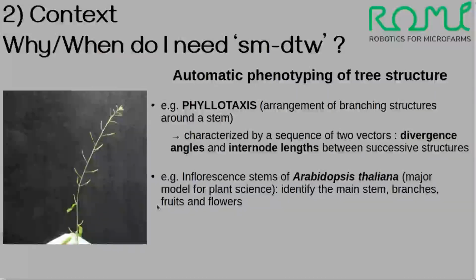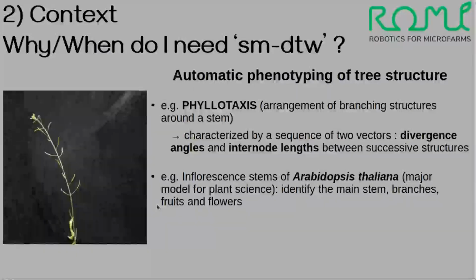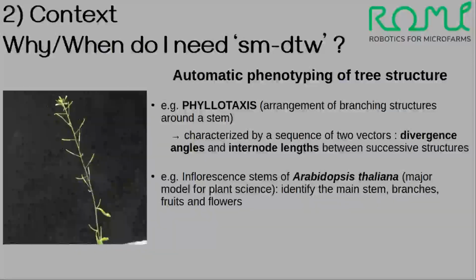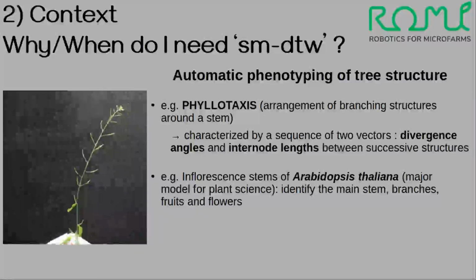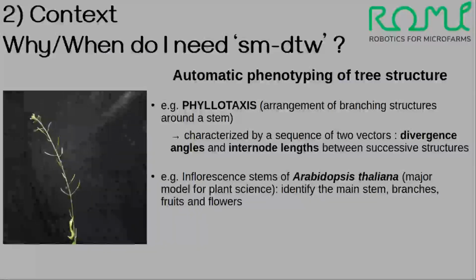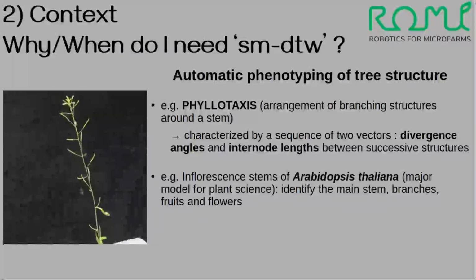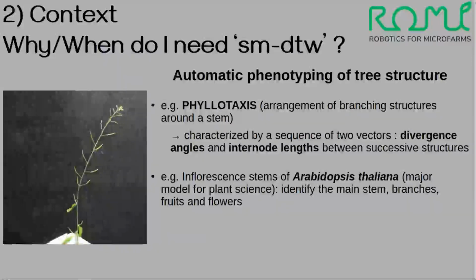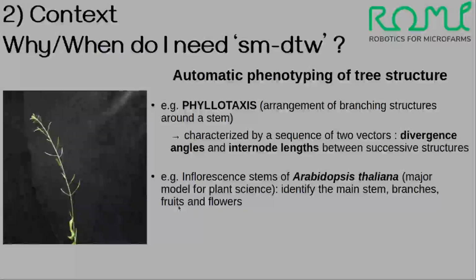Here I will not propose that you measure phyllotaxis on those two beautiful plants. I will propose you measure phyllotaxis on this plant on the left-hand side, which is one of the major model plants for plant science, Arabidopsis thaliana. Here you see the main stem of an inflorescence. The little branching structures are the fruits, and the idea is to identify the stem, identify the different fruits, and measure for each pair of successive fruits the divergence angle between them and the internode length.